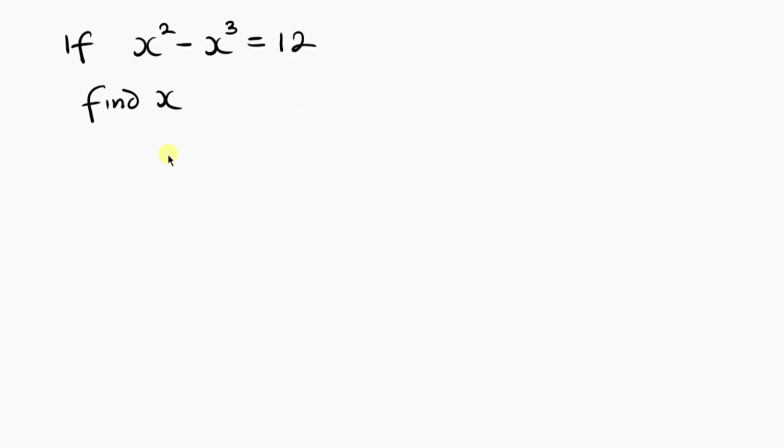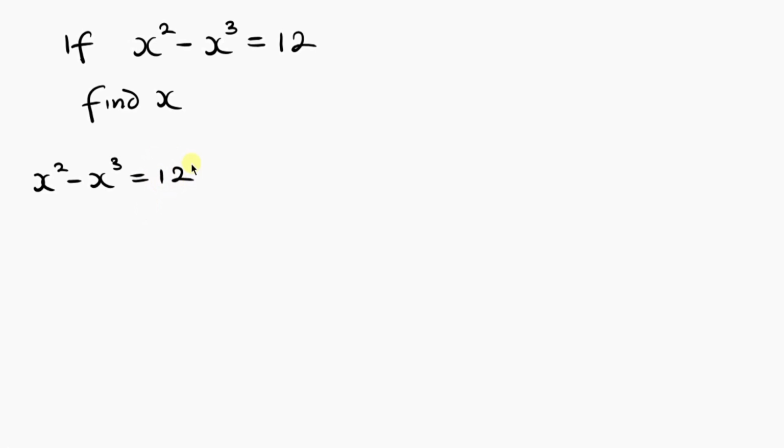We have this nice Olympiad question here on the board that we need to unravel. The question says, if x to the power of 2 minus x to the power of 3 is equal to 12, find x. So now let's write the question here once again. We have x to the power of 2 minus x to the power of 3 equal to 12.